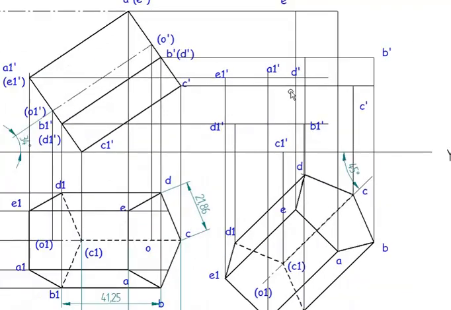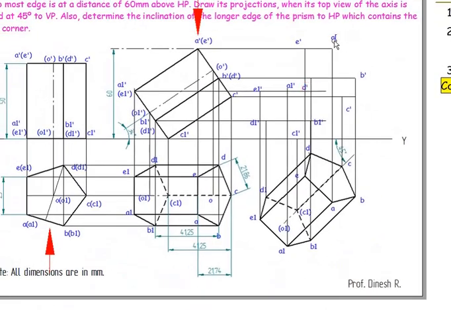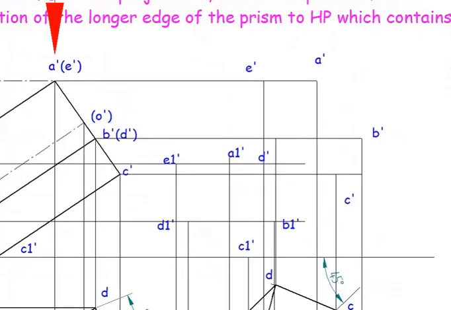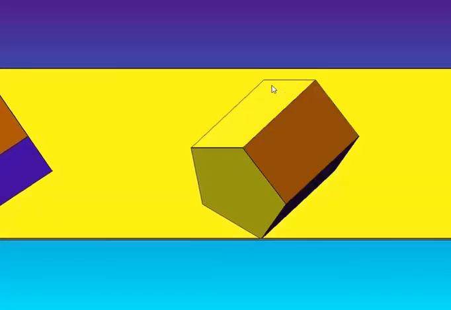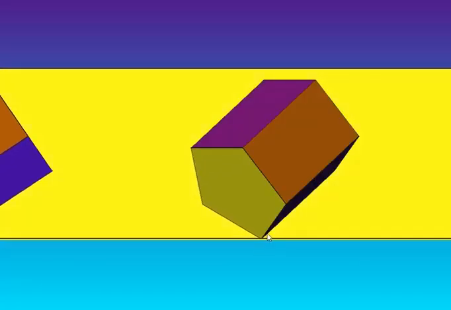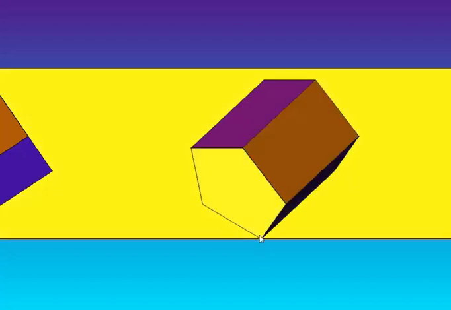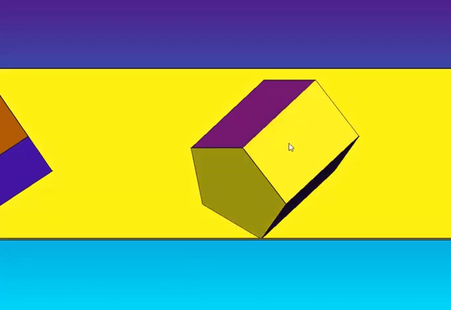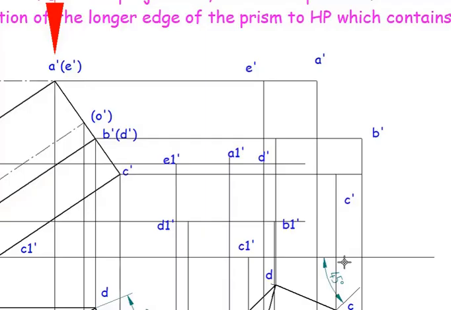Now we need to join the outer boundary of the solid. Now you can see it here. The outer boundary of the solid is this, resting on a corner on HP, with opposite edges which are 60 mm above HP. In the same way here, the outer boundary needs to be drawn in thick lines.